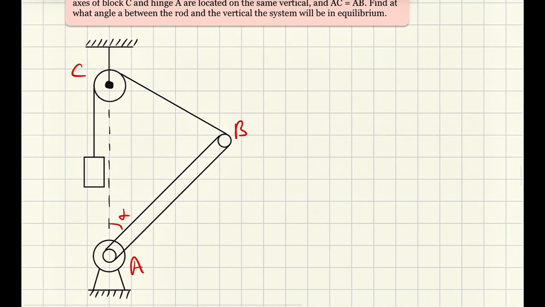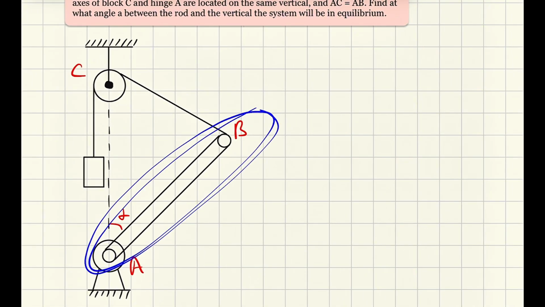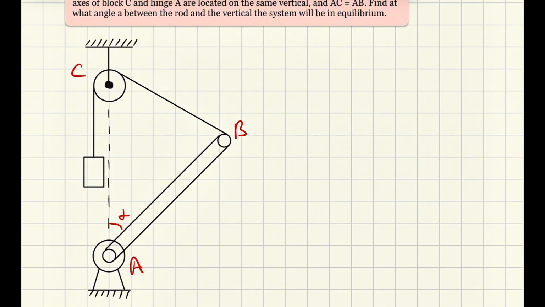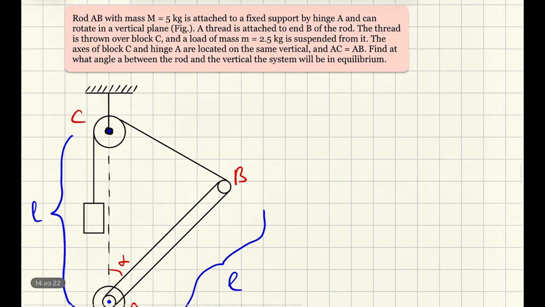Okay. So what we have here, it is said that we have this kind of block. Yeah, this thing is a block. Then there is some rope attached here and then thrown over this block C, and this mass of 2.5 kilograms is attached to it. And the entire system is in equilibrium state. It is also said that points C and A, for example, this is point A, this is point C, are located on the same vertical axis. And it is also said that the lengths of CA, let's say this is the length, and AB are equal.